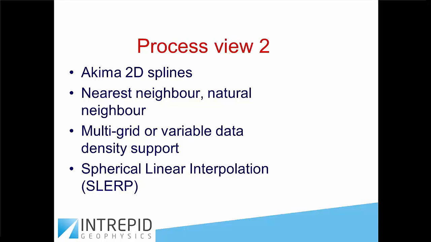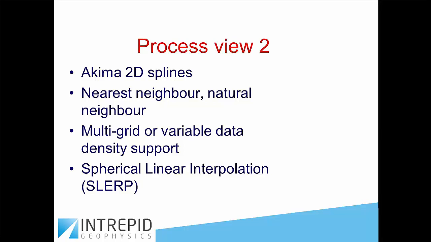Another way of producing the initial grid is what we call the nearest neighbour, or the natural neighbour method, which is based on a triangulation, coming up with a local neighbourhood of triangles, and from that we interpolate between the triangles.